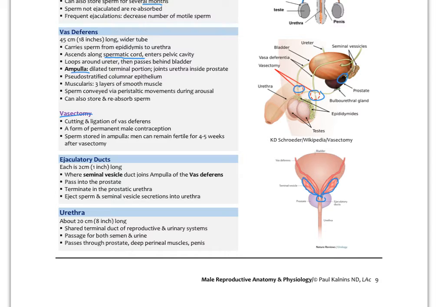So that's the ejaculatory ducts, and the urethra itself is about 8 inches long. That's going to pass through the prostate, through the perineal muscles and the pelvic floor, and go through the penis and then exit. And of course, that's also going to pass urine from the bladder as well. So that is the entire ejaculatory duct system.